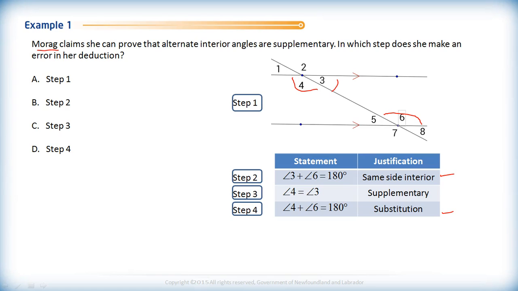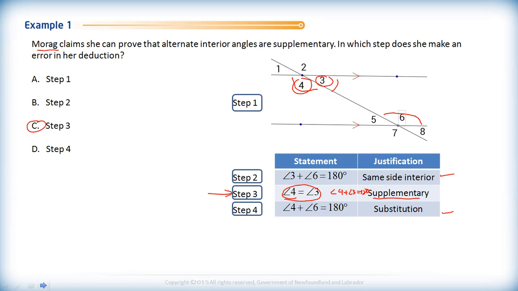And then she says that angle 3 has to equal angle 4 because they are supplementary. Hang on, Morag. Angle 3 and angle 4, yeah, they sure are supplementary, but that doesn't mean they're equal. What that means is that angle 4 plus angle 3 should be 180. So right here is our first error, step 3.